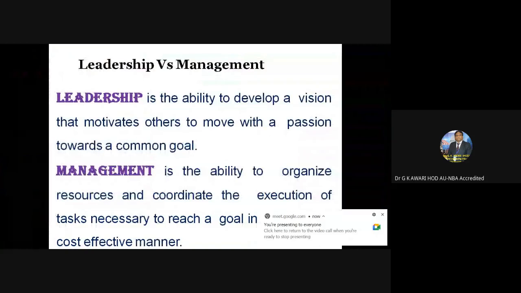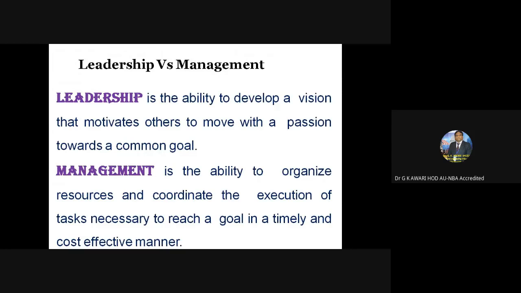So, leadership and management. Leadership is the ability to develop a vision that motivates others to move with passion towards a common goal. And management is the ability to organize resources and coordinate the execution of tasks necessary to reach a goal in a timely and cost-effective manner. So this is what leadership and management are.